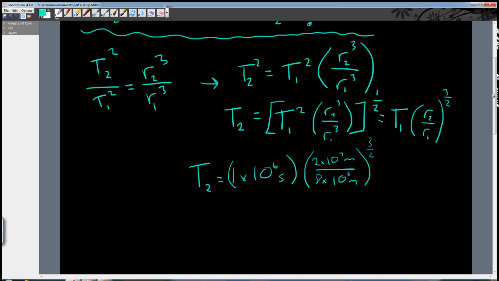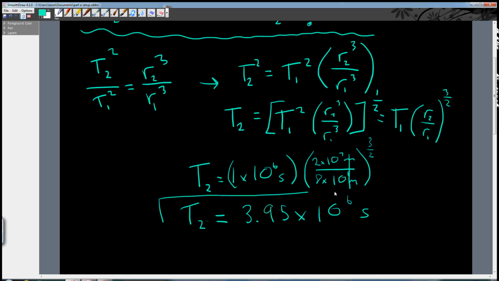Now I'm going to go ahead and pause and calculate these. Alright, and by the magic of recording, I'm back immediately. So the period of satellite 2 is going to be equal to 3.95 times 10 to the 6 seconds. The meters cancel out, and so we're left with seconds. And you'll see that is choice C.